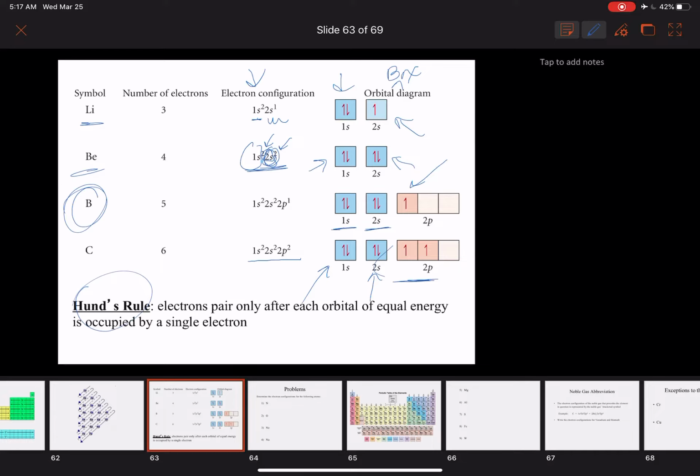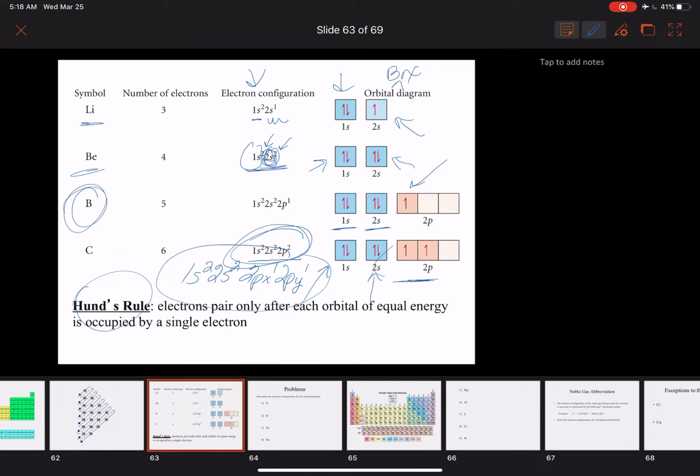We could also write that as 1s2, 2s2, 2px, and the 2px has 1 electron in it, and the 2py has 1 electron in it. And because the 2pz doesn't have any electrons in it, we wouldn't write it. And that would also be correct, but this one is easier to write. So we just say 2p2 with the understanding that those 2 electrons are going to be distributed into the 2px and the 2py before we would put 2 of them in the 2px.